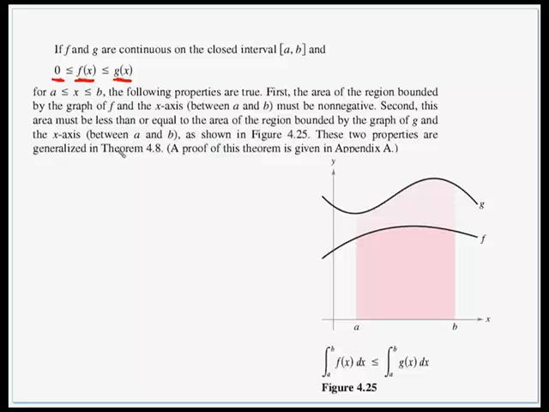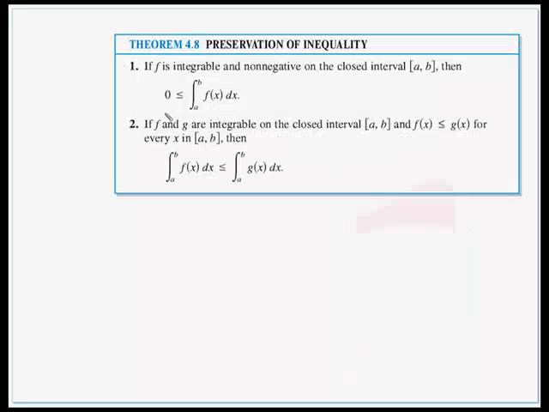These two properties are generalized in theorem 4.8. There is a proof in the back of the book. So here in theorem 4.8, if function f is integrable and non-negative on our closed interval from a to b, then 0 is less than or equal to our integral. It's always positive. If f and g are both integrable on our closed interval from a to b, where f of x is always less than or equal to g of x for all x values, then the integral of f of x is less than or equal to the integral of g of x.